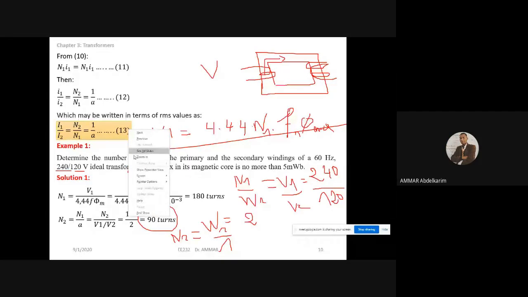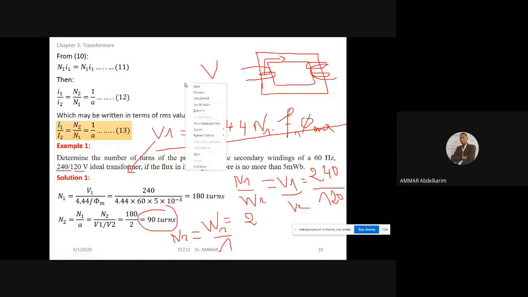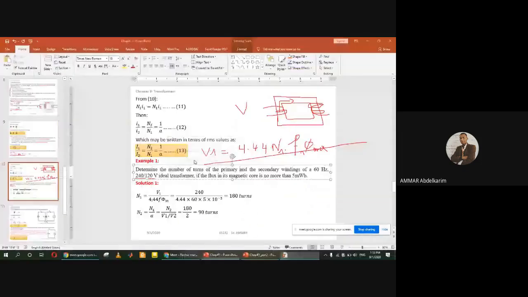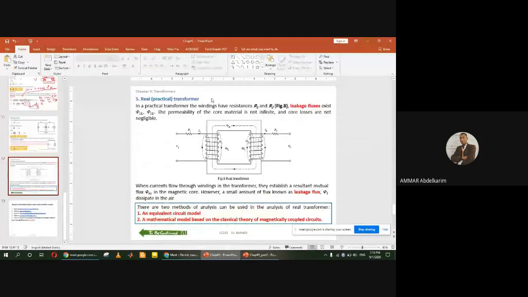Okay, so I should stop here. We have done almost 1 hour. Okay, I should stop here. We still have impedance transfer, one element. Then we pass to the real transformer.